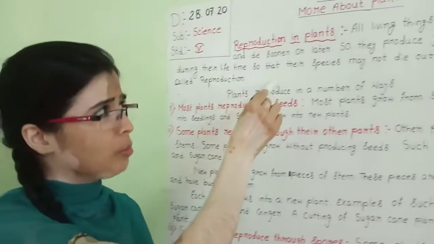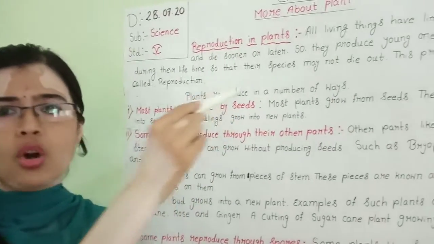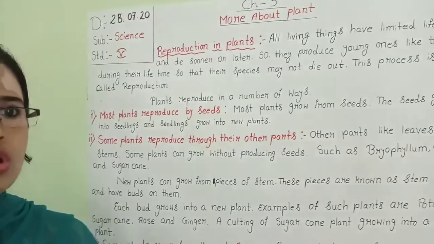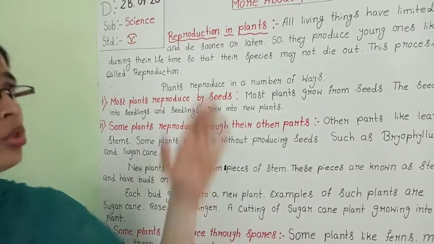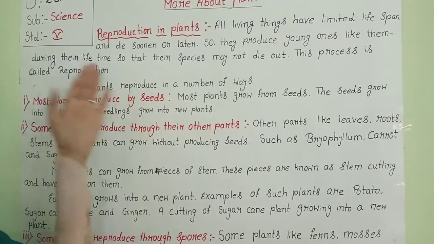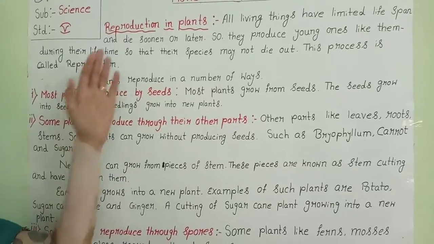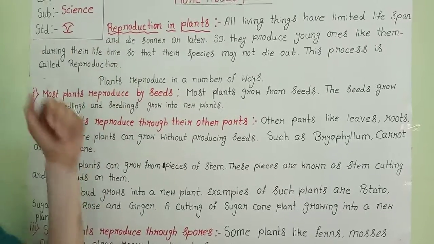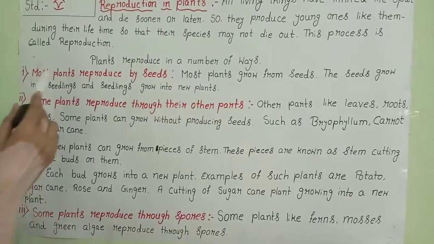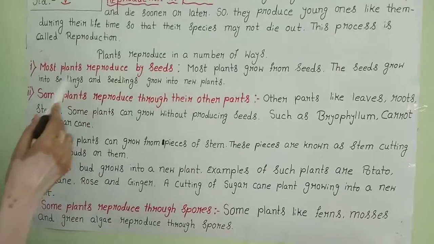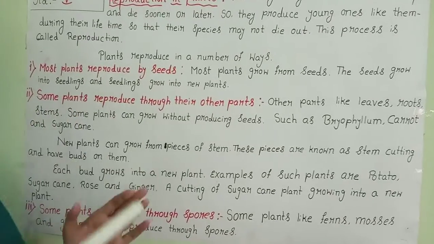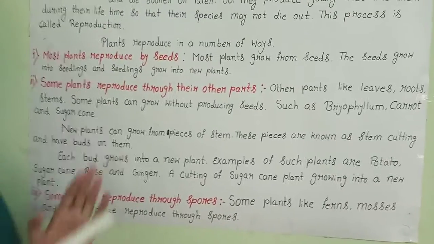So here, plants reproduction. As we know, all living things need to reproduce their young ones. Plants are also living things, so plants also need reproduction. Plants reproduce in three ways. First of all, plants reproduce through seeds. Plants reproduce through their other parts, and also plants reproduce through spores.